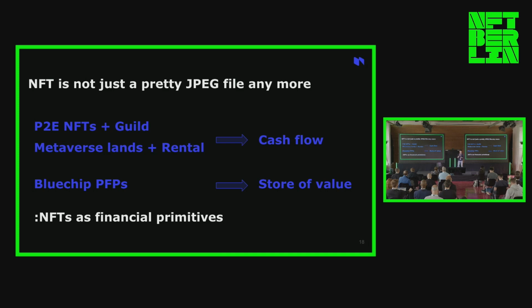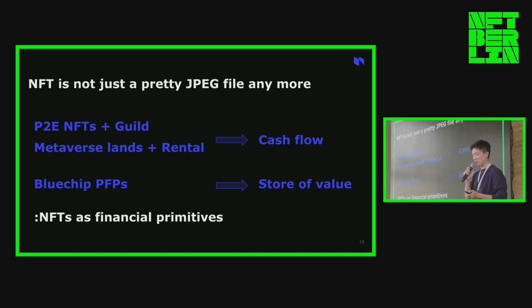And NFT is not just a pretty JPEG file anymore. P2E NFTs like Axie Infinity or other P2E NFTs with guilds generate cash flow. Metaverse lands with a rental system or real estate development can also generate cash flow. And blue chip PFPs are now becoming the Bitcoin of NFTs, right? They store value. So NFTs are now becoming financial primitives.